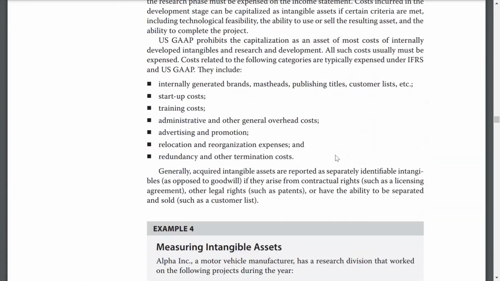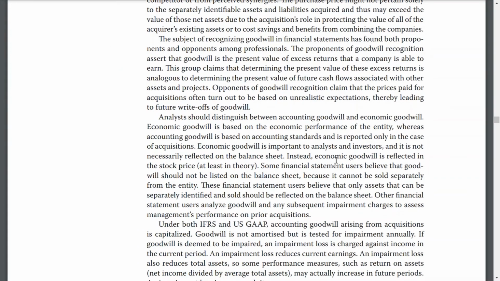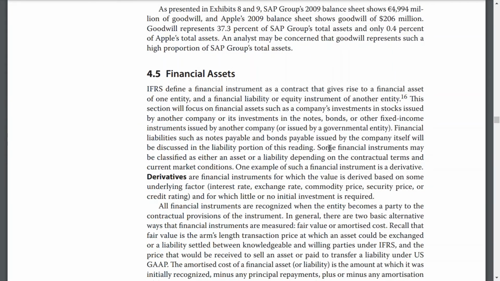Okay. Goodwill, that's the reputation and the name of the company, basically. Financial assets, that's quite a word.